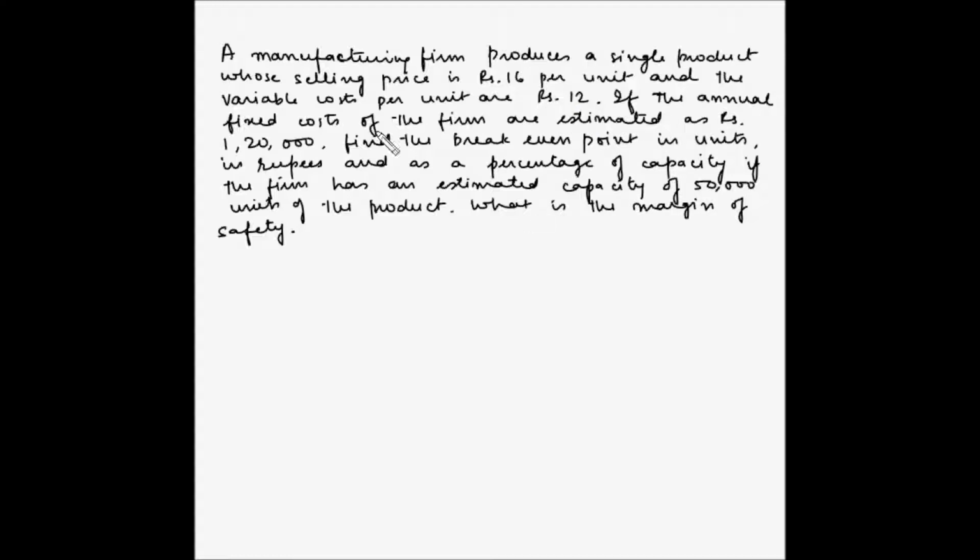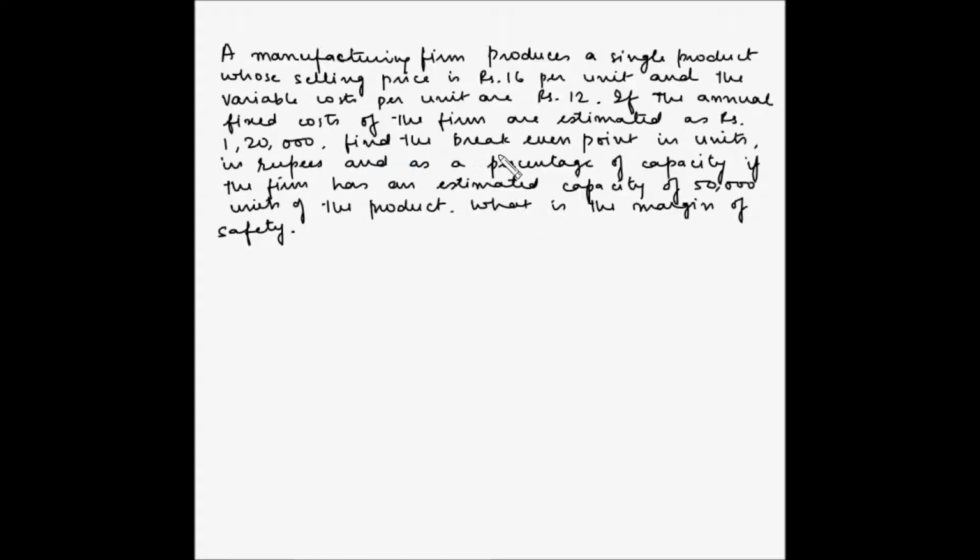Now if the annual fixed costs of the firm are estimated at rupees 1,20,000, find the break-even point in units, in rupees, and as a percentage of capacity if the firm has an estimated capacity of 50,000 units of the product. So the firm has a fixed cost of rupees 1,20,000 per year. So this is the cost towards the rent of the building or lease of the building, cost of the machinery if they are on lease, and so on.